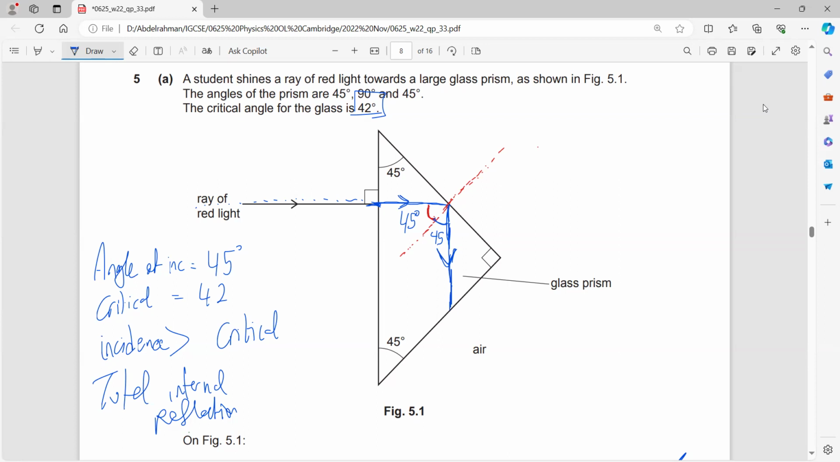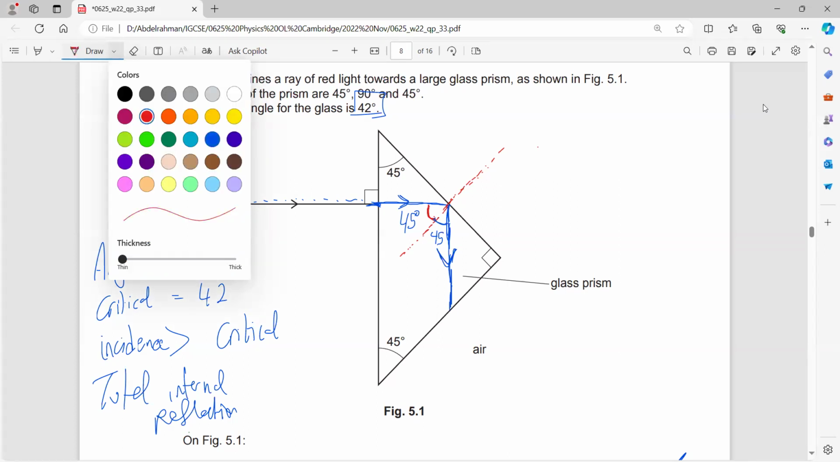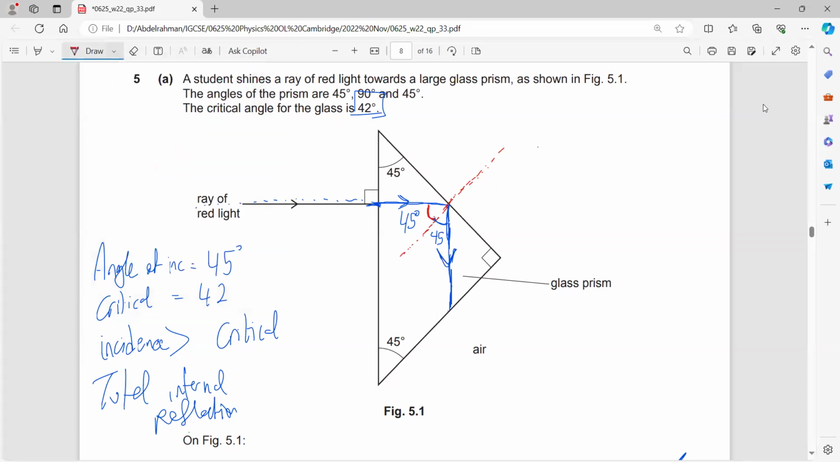At this point again I will draw another normal. Well, you don't need to draw the normal at this point, but I will draw it. The angle of incidence here is 45. Why is the critical angle 42? He said that the angle is 42. You're not required to memorize any critical angles. He will tell you the critical angle is such and such. That's it.